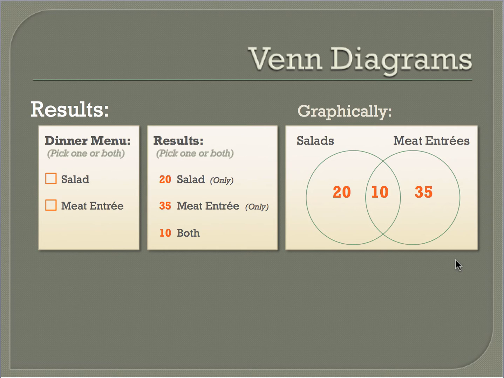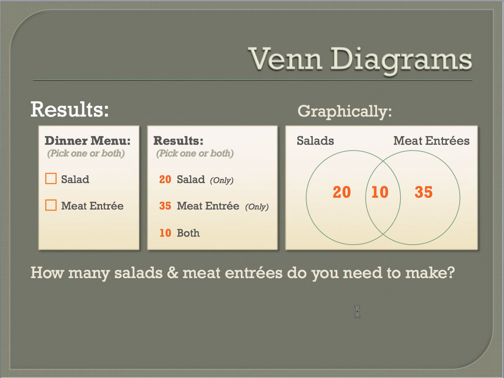Now that you have the information filled in, you could start asking questions about the people. For instance, how many salads and how many entrees do you need to make? Well, when you consider these answers, you have to look at the entire circle of the salads. So in this case right here, this entire circle has a total of 30 people inside there. So you need to make sure you're considering making 30 salads, and this circle represents the total number of meat entrees, and then I want to make sure I'm making 45 meat entrees. So that's pretty easy to see if you look at the entire circle when filling out that kind of information.